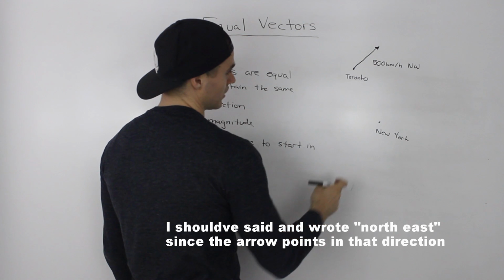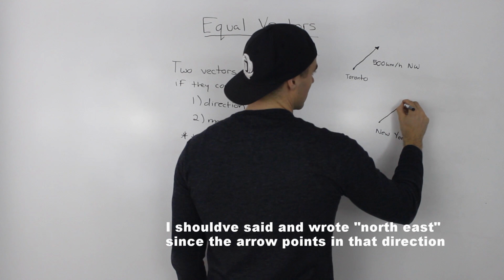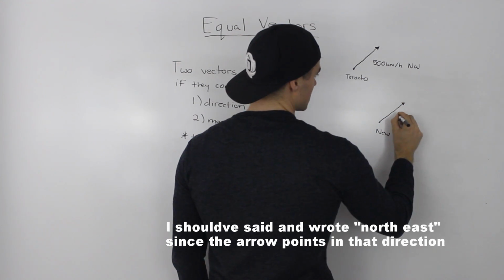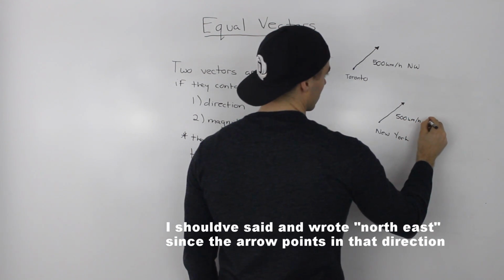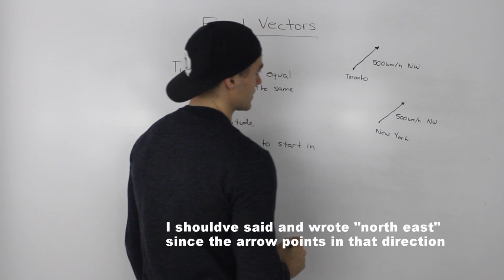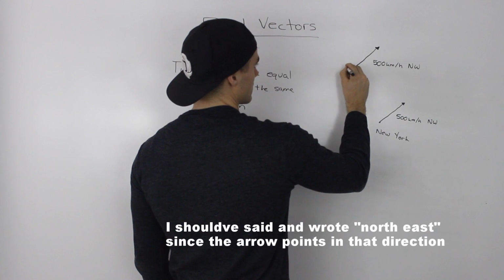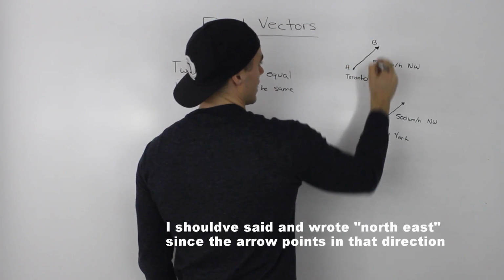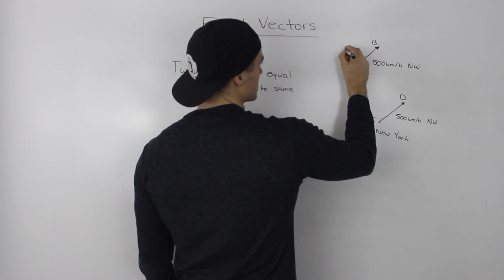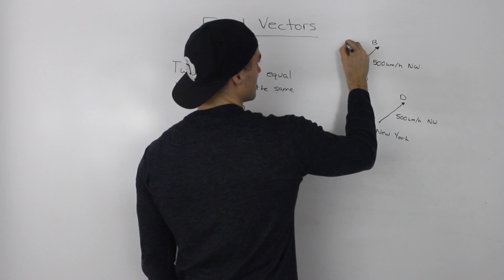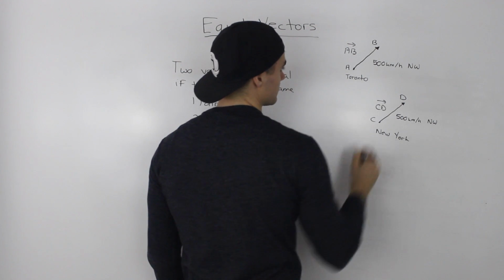And let's say there's another plane that's at New York right now that's flying at the same speed of 500 kilometers per hour, also in a northwest direction. So these two vectors have the same length, and let's say this vector is AB and this one is CD. Alright, so we can express this vector as AB and this vector as CD.